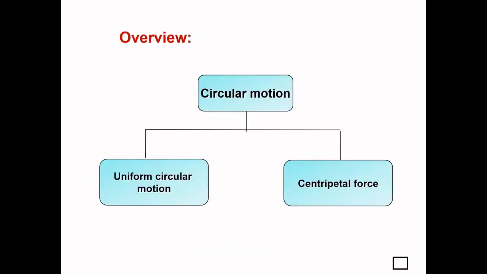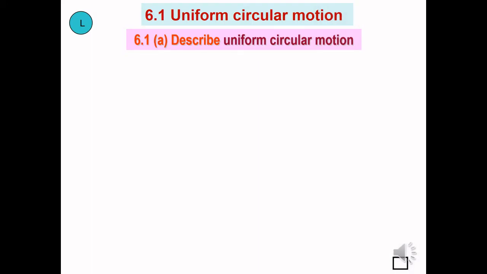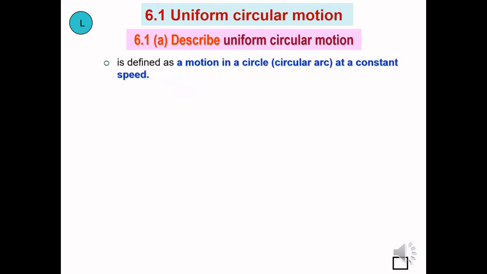Let's start with the overview. This topic is divided into two: uniform circular motion and centripetal force. Uniform circular motion. Describe uniform circular motion. What is circular motion, class? Circular motion can be defined as a motion in a circle or circular arc at a constant speed.